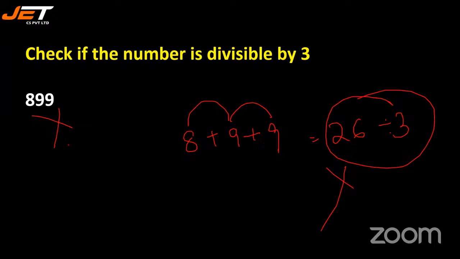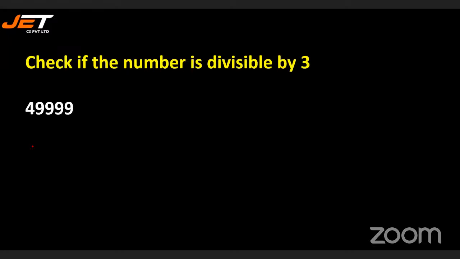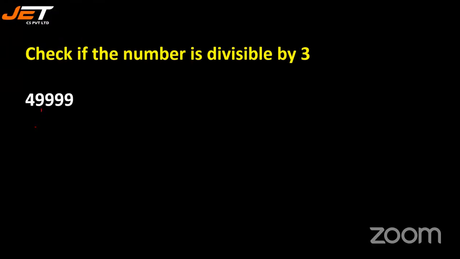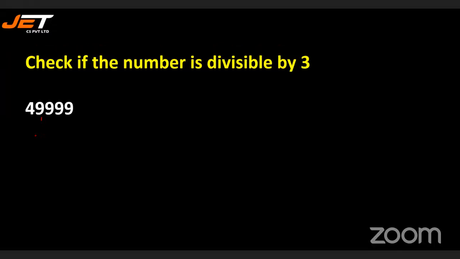So you just have to check whether the sum is divisible by 3 or not. Okay, one more we will do. This one. Check whether 49,999 is divisible by 3 or not. Is it divisible by 3 or not?